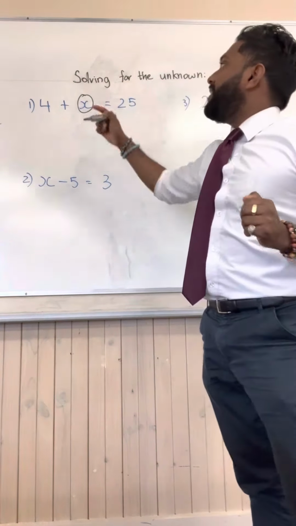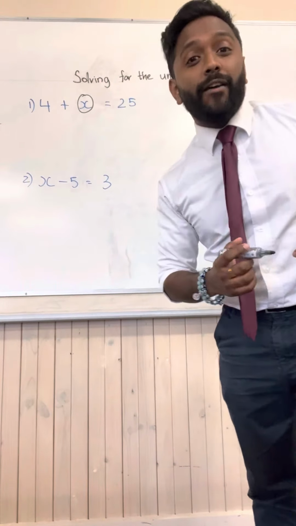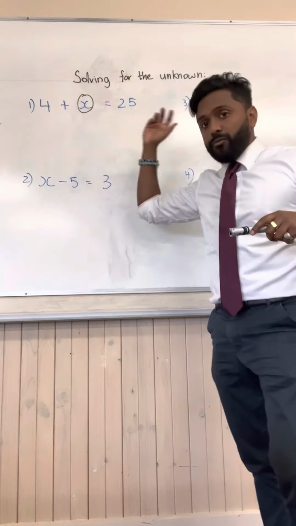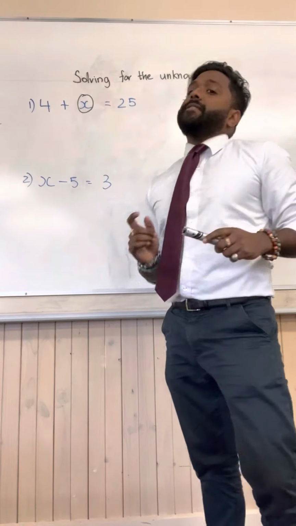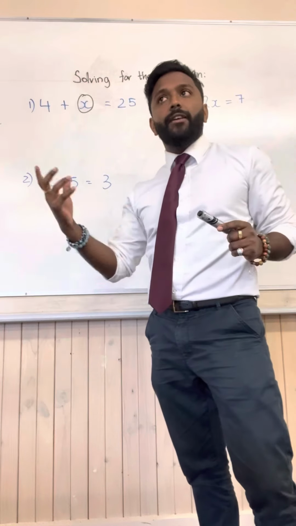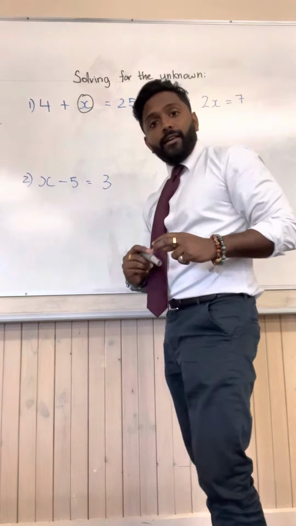Just by reading that, you know that 4 plus something equals 25, right? So you can just use trial and error and your basic addition skills to figure out what that number is. But we've got to work this out algebraically. When you get to year 7, year 8, year 9, year 10 and so on, you're going to have to solve this algebraically.